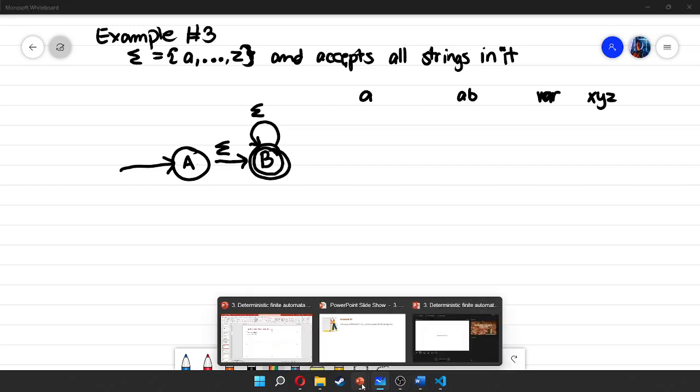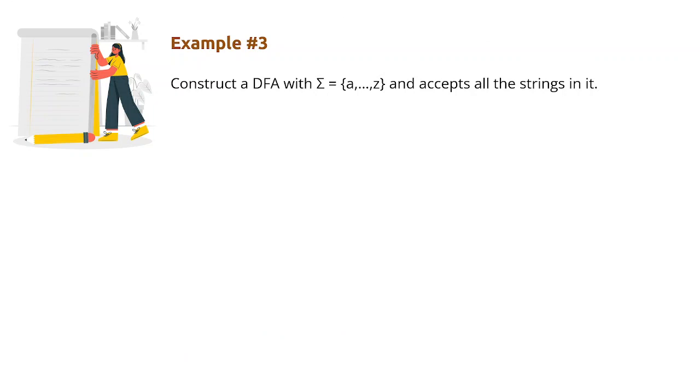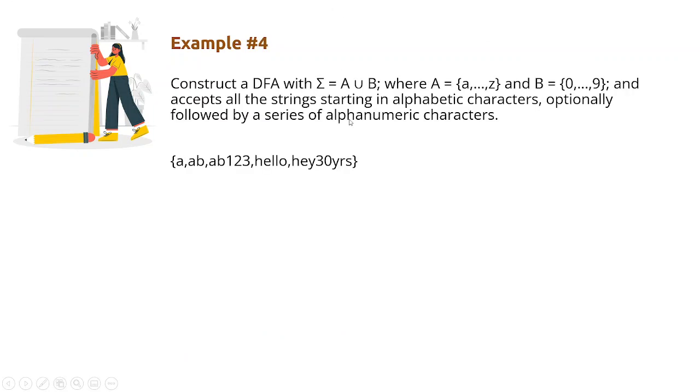Okay. Next. So let's try to add more complexity sa atong example. So now, nag-introduce ta og numbers. Okay? Nag-introduce ta og numbers. So ang atong sigma is basically the union of A and B, where A is alphabet, B is our numbers, and accepts all strings starting in alphabetic characters, optionally followed by a series of alphanumeric characters. So for example, we have AB123, hello, hey30years.